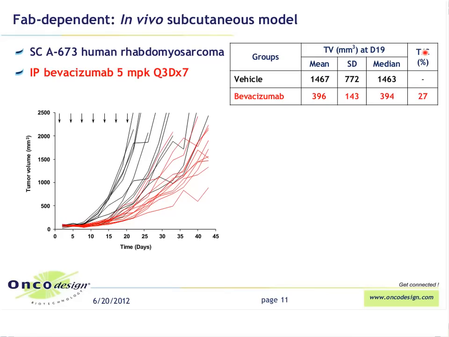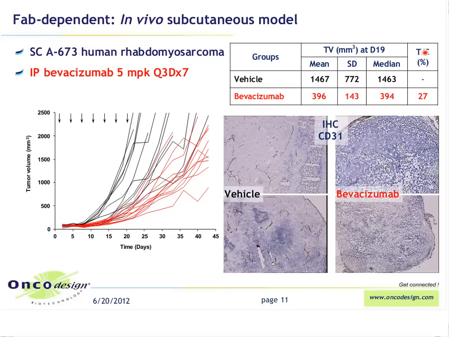and we confirmed the anti-angiogenic effect mediated by Avastin by immunohistochemistry analysis of the mouse vasculature using the CD31 target. In the vehicle-treated groups, we observed a very nice vascularization of this tumor model, and in the group treated by Avastin, we are not able to detect any CD31 labeling and any defined blood vessels.